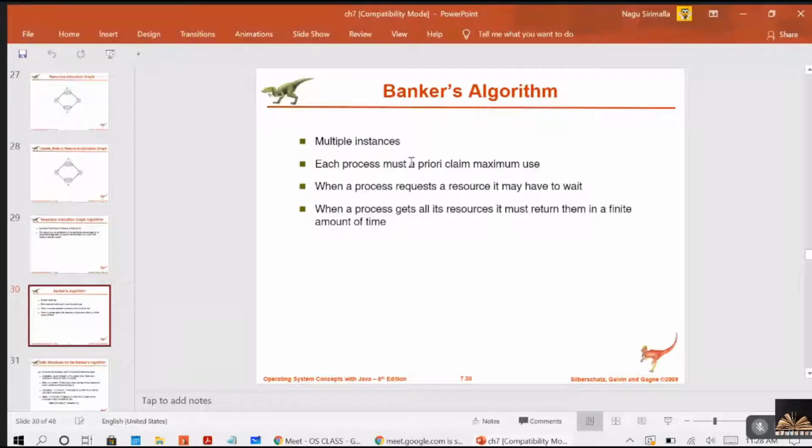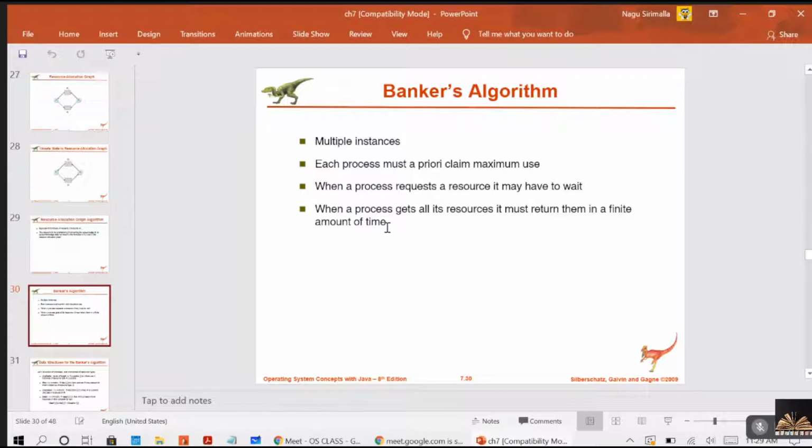Yes, okay. Now coming to the Banker's algorithm. This Banker's algorithm is applied for multiple-instance resources. Here also each process must have a priori claim of maximum use, and it should tell what resources and how many instances it requires to complete its job. When a process requests a resource, it may have to wait. Normally, when a process gets all its resources, it must return them in a finite amount of time.